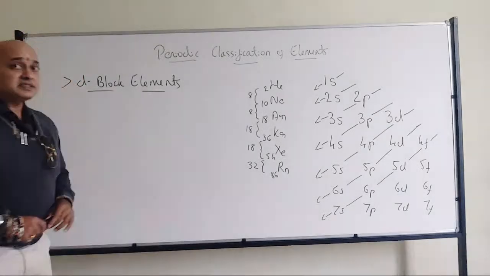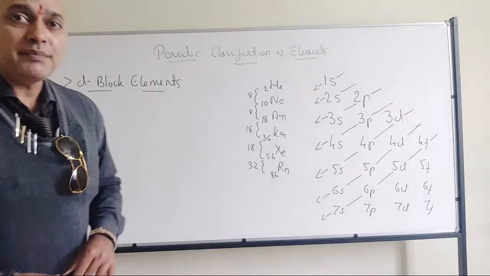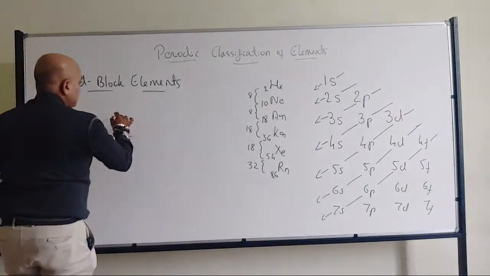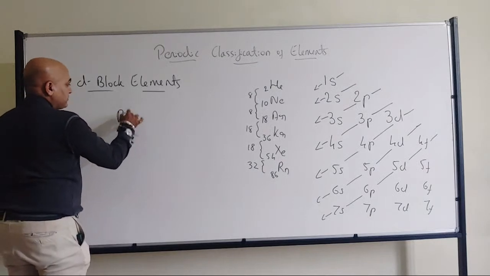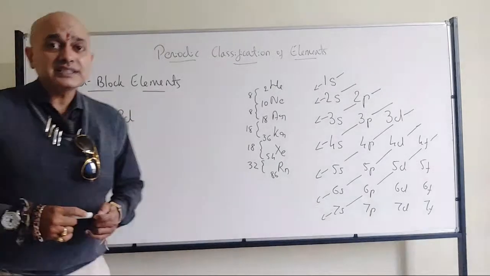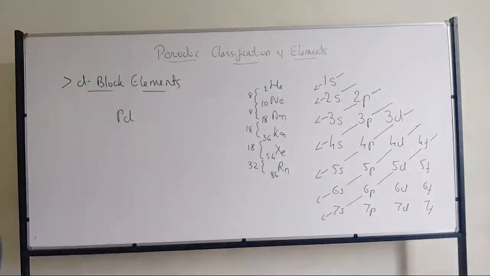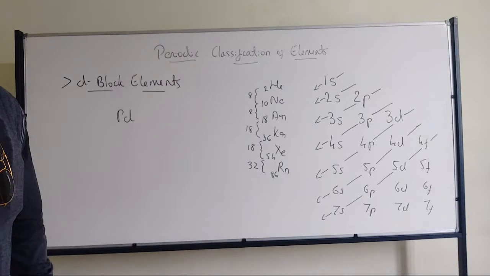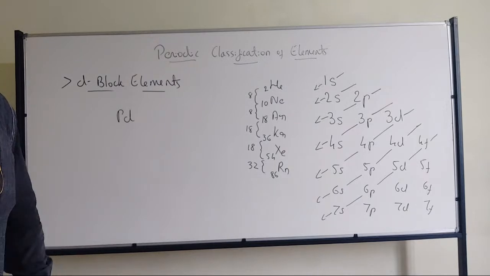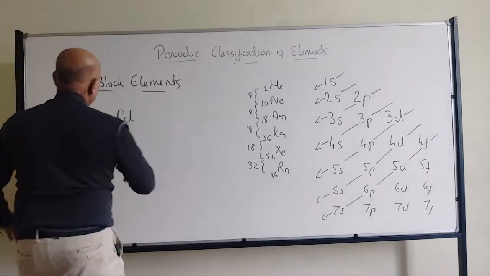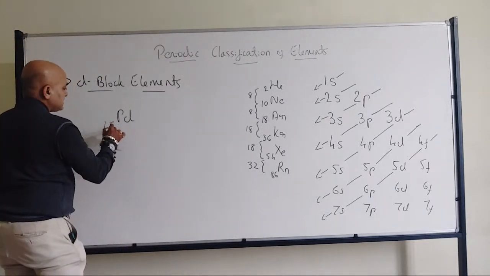So in that case, I have an element called palladium. Some students get confused between lead and palladium. But lead is Pb, plumbum, and this is palladium, Pd. Pb, Pd. So that's where we have palladium. The atomic number of palladium is 46.